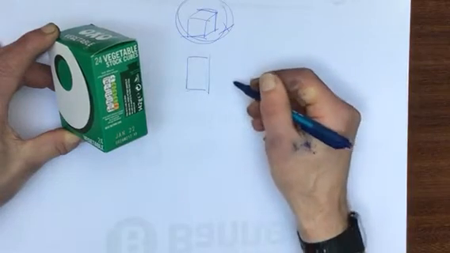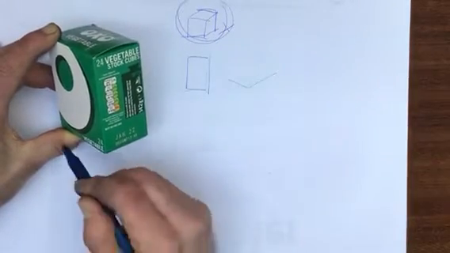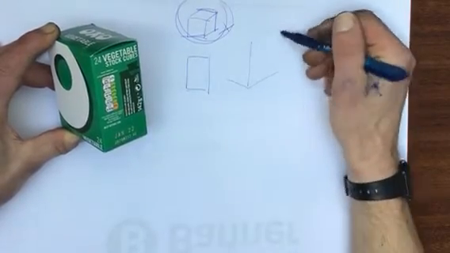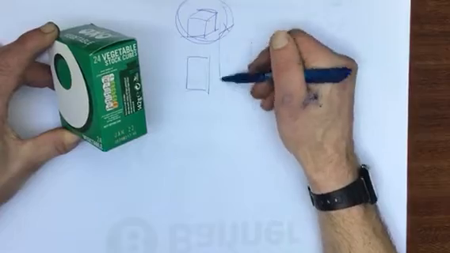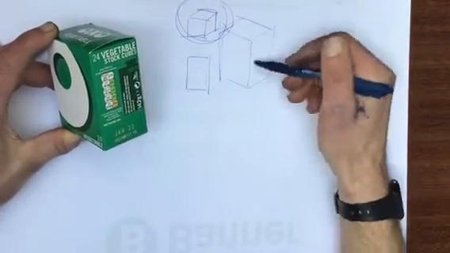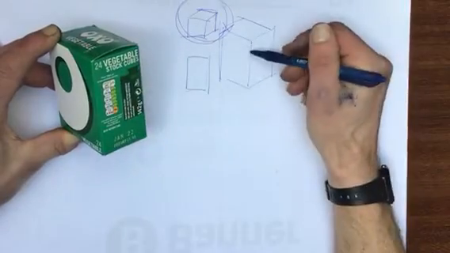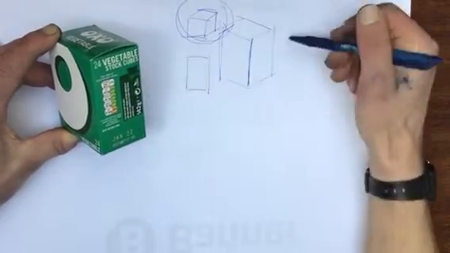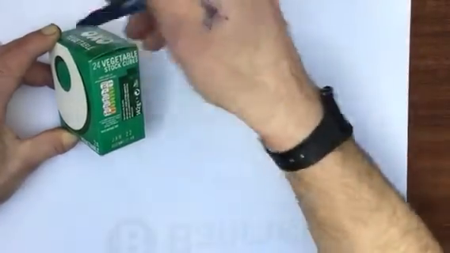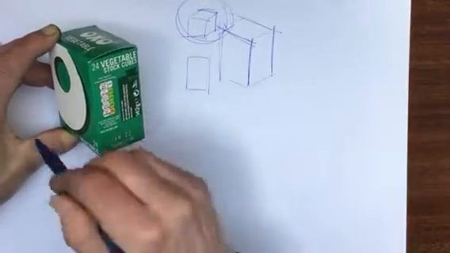What we see is a V shape here. This line is here. This line is here. This line is here. This line is here, and so on.